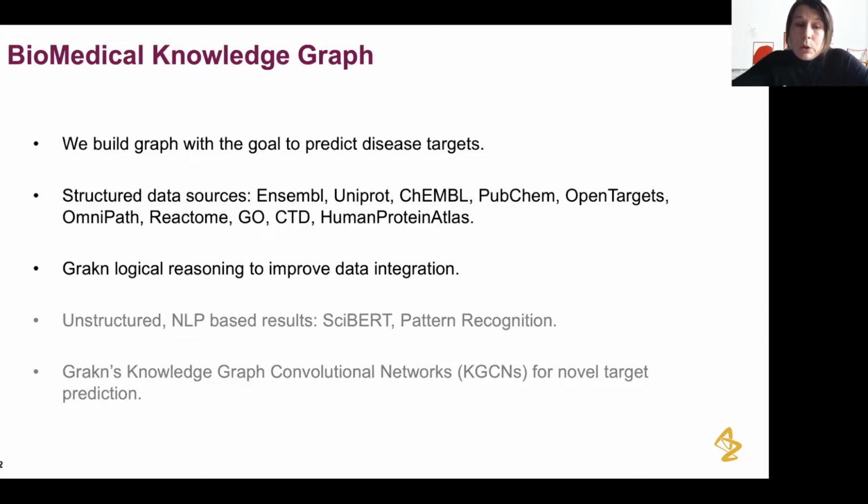I will try to explain how we're using Grakn logical reasoning to improve data integration, because I think it's a really cool thing that Grakn has on board. We are also working to bring into our work knowledge graph convolutional networks, KGCNs, which James was talking about a couple of weeks ago in another Grakn Orbit. We are trying to use them for novel target prediction. It's again work in progress at the moment.